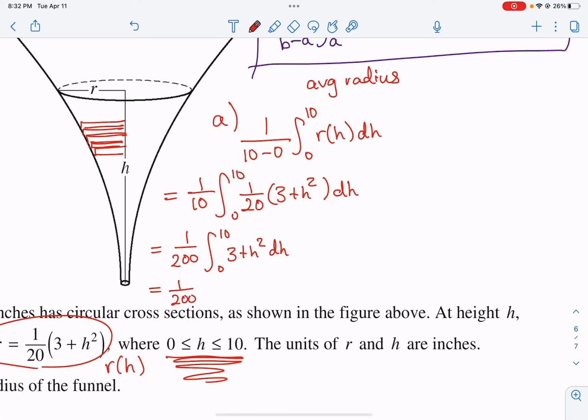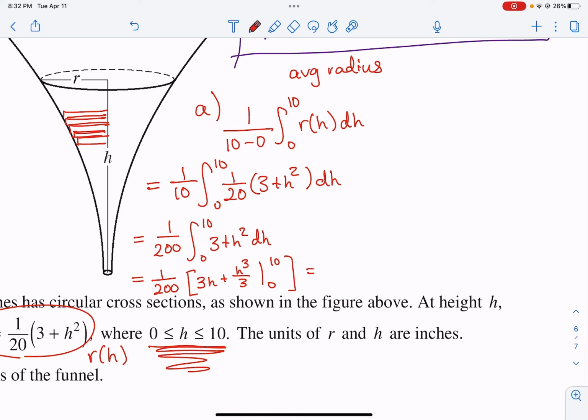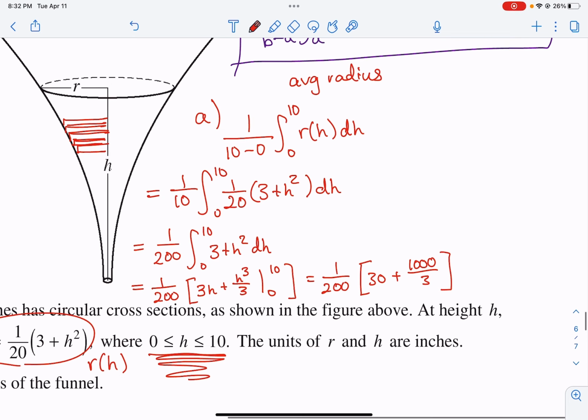So this will be 1 over 200 times, let me do the antiderivative, that's going to be 3h plus h cubed over 3 from 0 to 10. The 0 doesn't really matter in this case, so we just plug in the 10. And what do we get? We get 30 plus 1,000 over 3. And again, this is the no calculator part. You've got to do all this by hand. So let's see. We get 1,090 over 3.